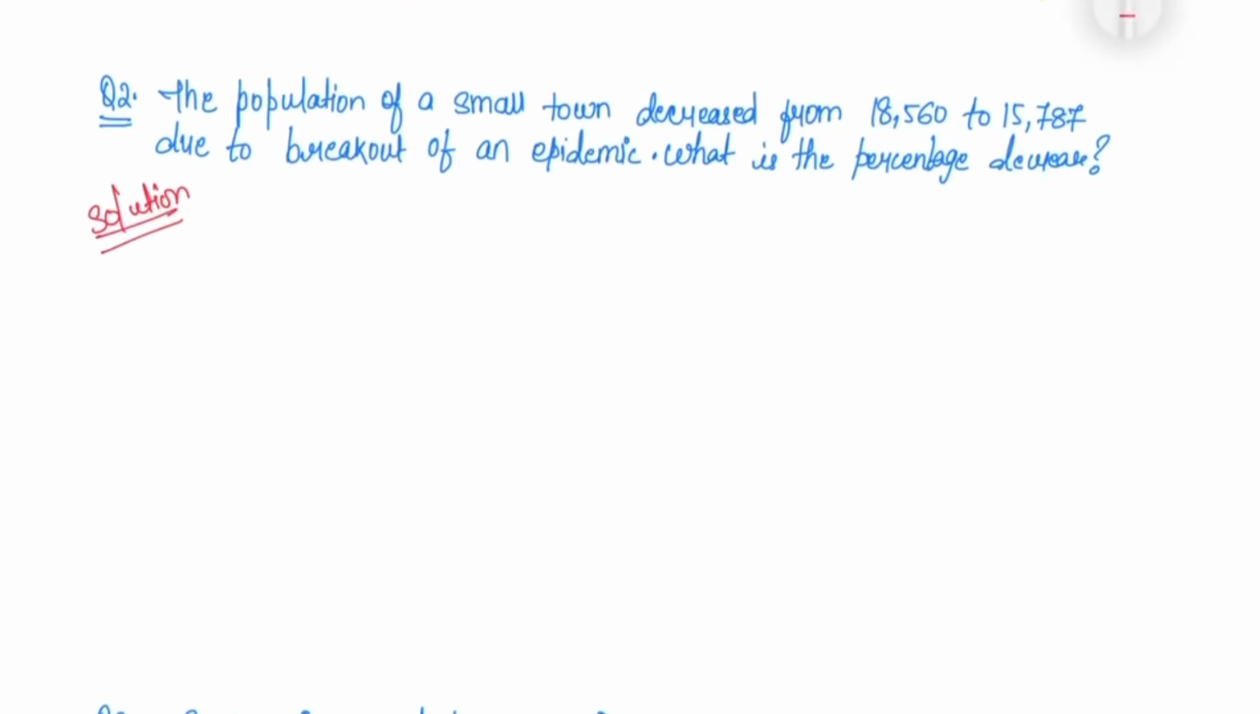The next step is to write the original population. What is the original population? Original basically means the old population, so do not forget it. The original population was 18,560, and now after it decreased, the decreased population became how much?